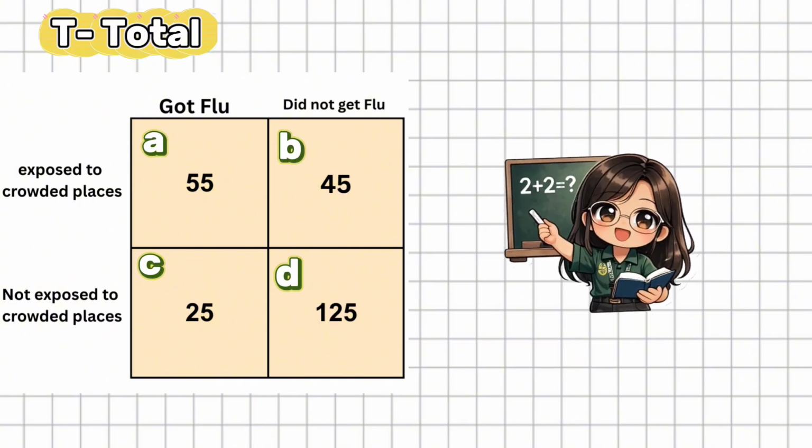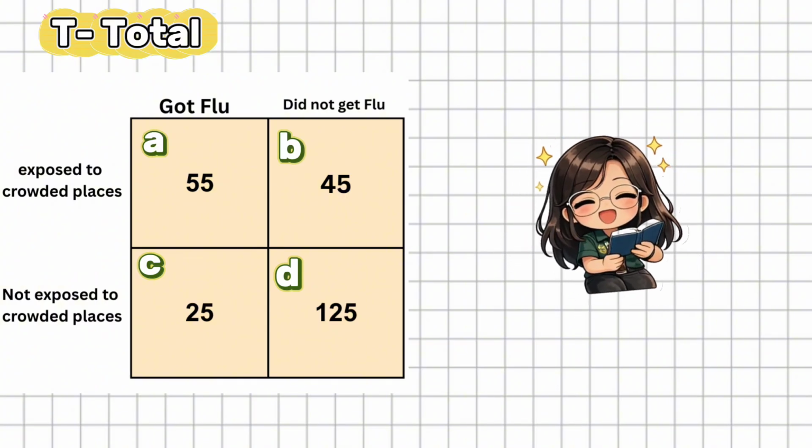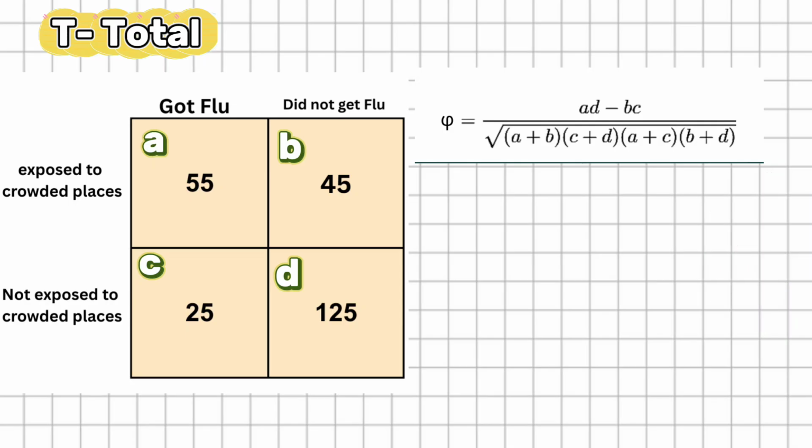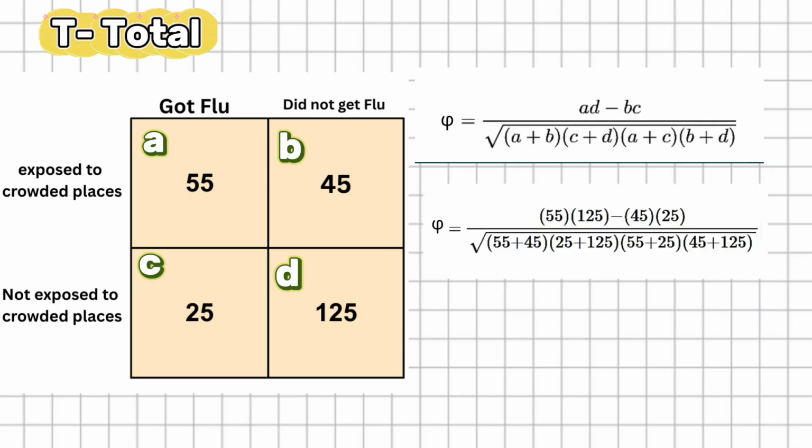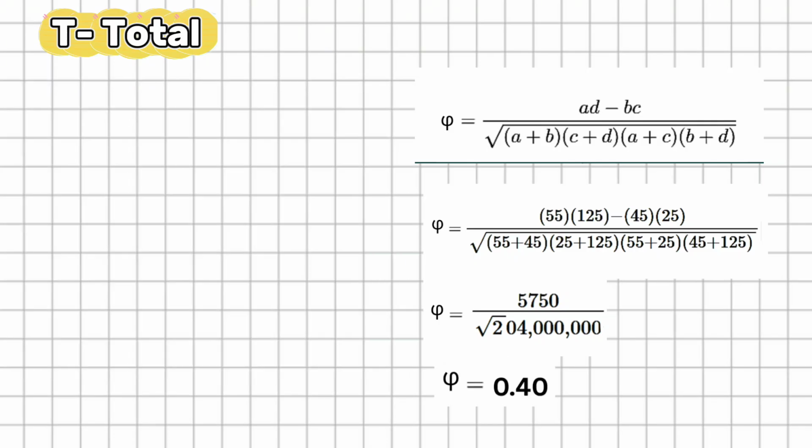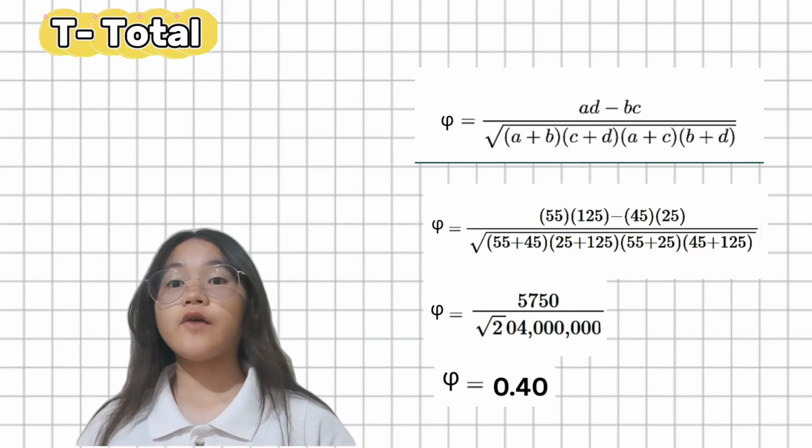To get the final answer, we will substitute the given in the table to the formula, which will give us 55 times 125 minus 45 times 25 divided by the square root of (55 plus 45)(25 plus 125)(55 plus 25)(45 plus 125), which will give us the answer 5,750 divided by the square root of 204 million, which will give us the answer of 0.40. But wait! This is not the final answer.